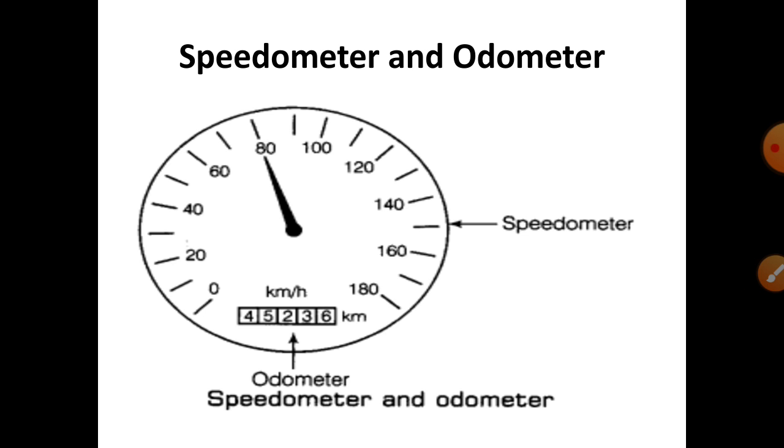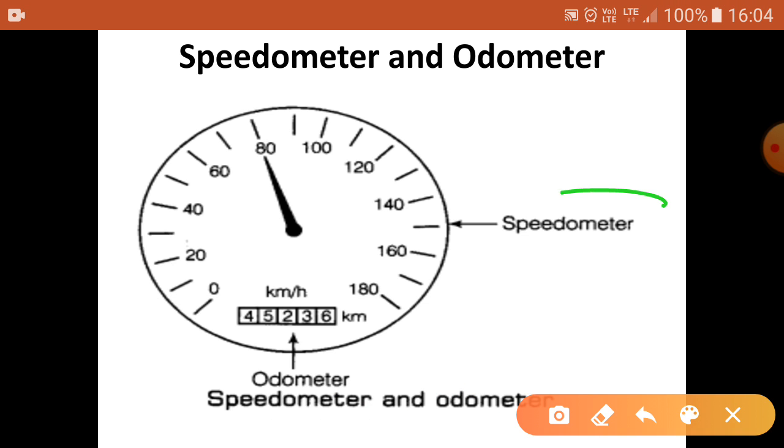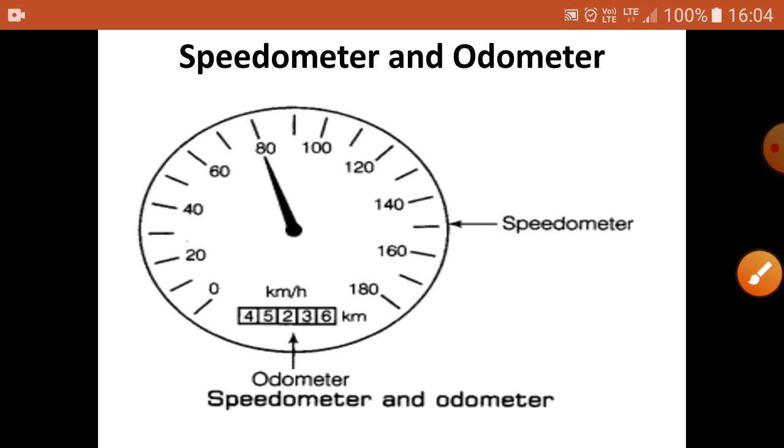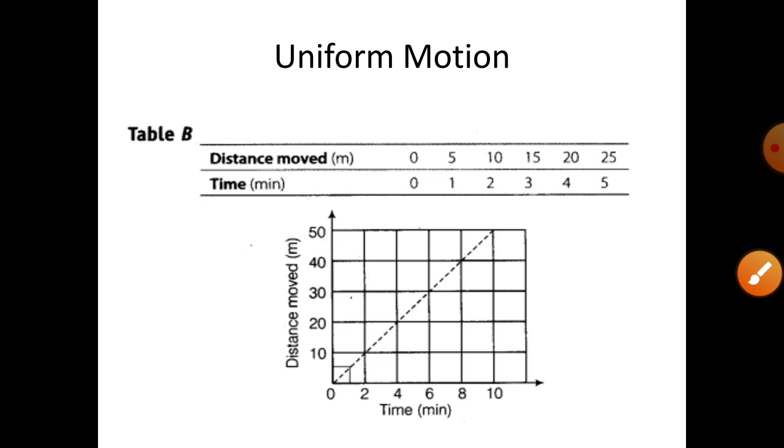Now we have got speedometer. This is the instrument present in the vehicles to tell the speed of the vehicle, and odometer tells the distance covered by the vehicle. So this is how we plot the graph of uniform motion.